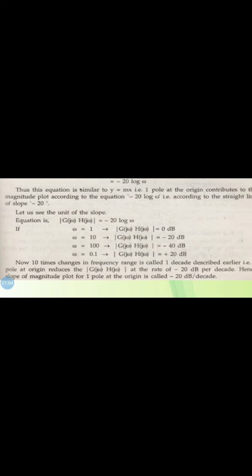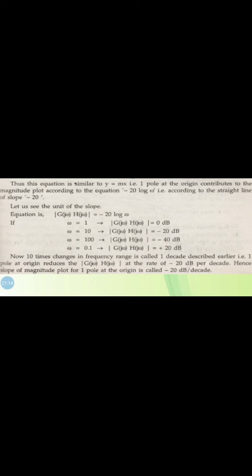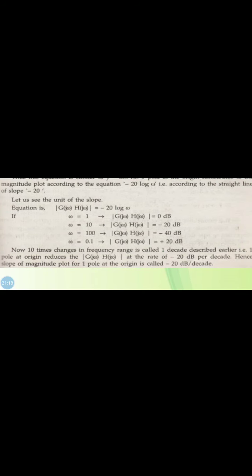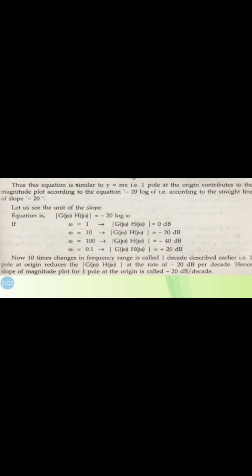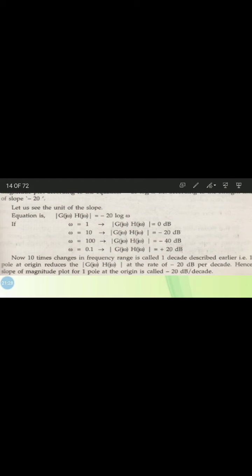Now, a 10 times change in frequency is called 1 decade, as described earlier. That is, one pole at the origin reduces the magnitude of G(j omega) H(j omega) at the rate of minus 20 dB per decade. Hence, the slope of the magnitude plot for one pole at the origin is called minus 20 dB per decade.